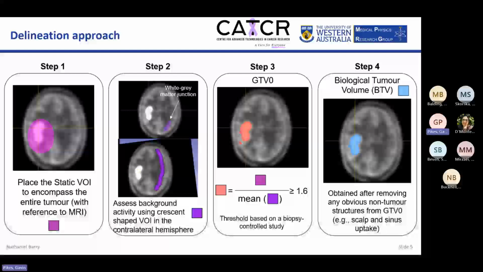And finally, this is what the delineation approach looks like. First, we place a spherical volume of interest around a suspected tumor volume with reference to the MRI, and then we do an assessment of the background uptake using this crescent-shaped volume of interest. We apply a 1.6 tumor to background ratio that's been established in the literature, and then remove any obvious non-tumor uptake, such as those that might be in the sinus.